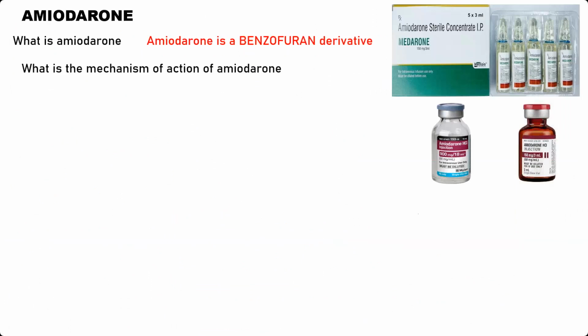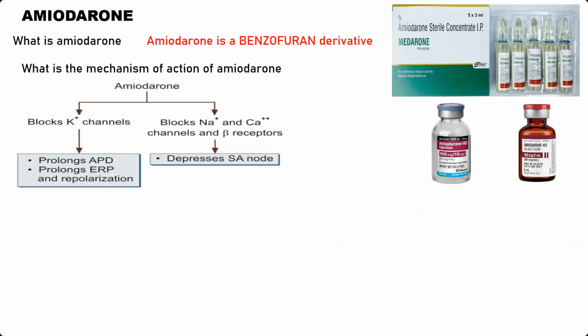Potassium channel blockers. It blocks the potassium channel and also has a mild blockage of sodium and calcium channels and beta receptors, so that it depresses the SA node, prolongs the action potential duration, prolongs the effective refractory period and repolarization. Okay. So the main action is by potassium channel blockade, with mild action by these two.